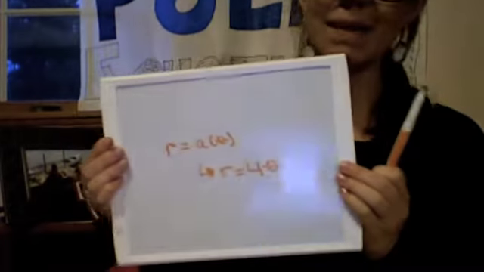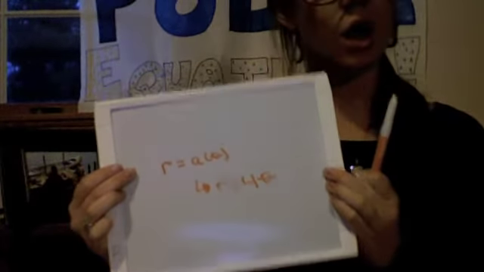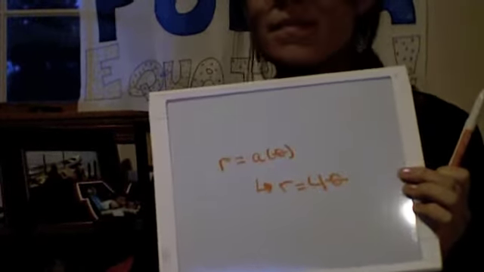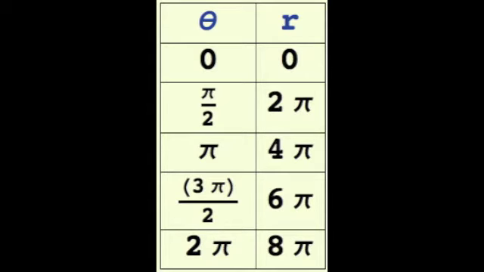But first we're going to look at Archimedes. The equation is r equals a times theta. So we're going to look at r equals 4 theta. Well, that was wicked cool. Spirals are awesome.